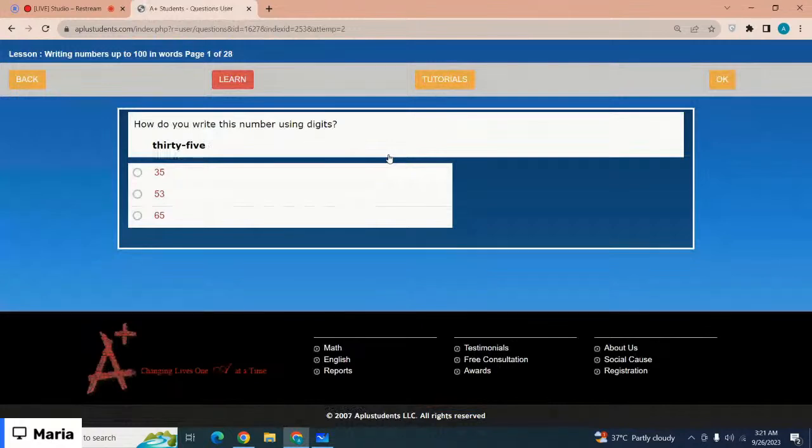How do you write the number using digits? 35. Which is the correct option? 1, 2, 3. 35: 5 is at the ones position and 30, that means at the 10th position you have 3. So it would be 35. Option number 1 is the correct option, right? The correct option is option number 1.